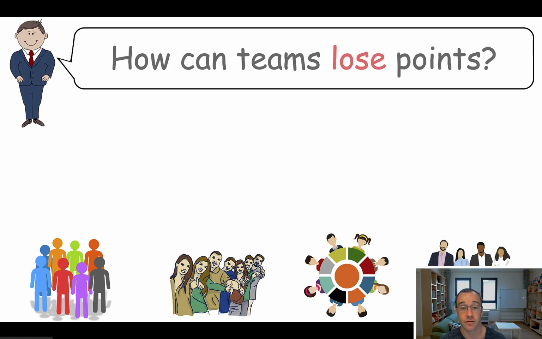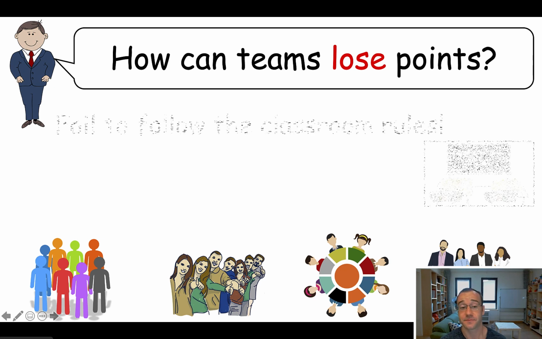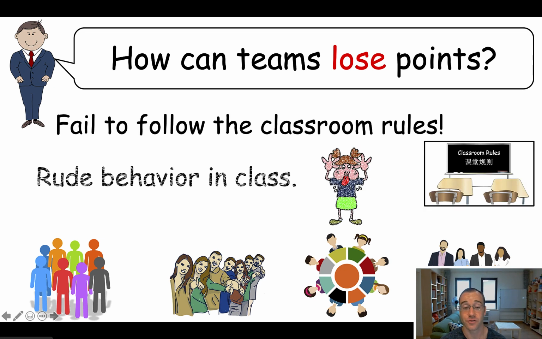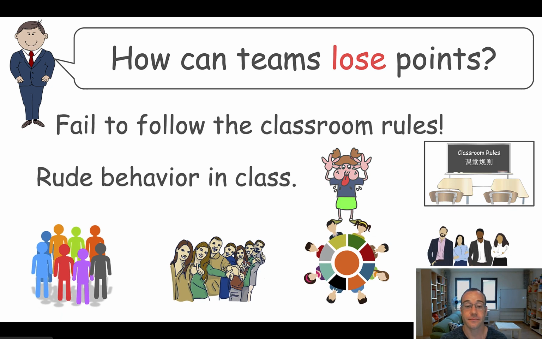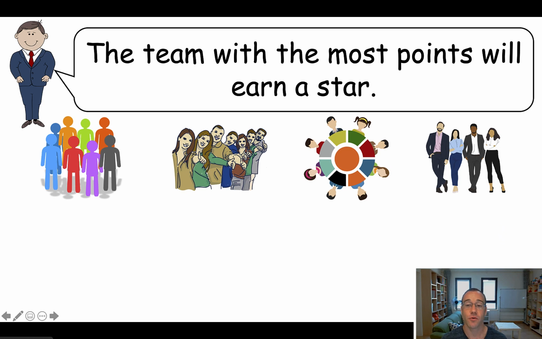And then very important, how can teams lose points? Fail to follow the classroom rules, and rude behavior in class. So obviously there could be other ways they could lose points, like fighting or something. I think that's rude behavior, maybe a little bit to the extreme, but obviously stuff will come up in class, but I want to keep it real basic, right? They don't follow my rules, the rules we just went through, lose points. Rude behavior, they're going to lose points, okay?